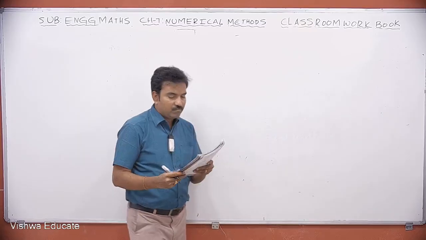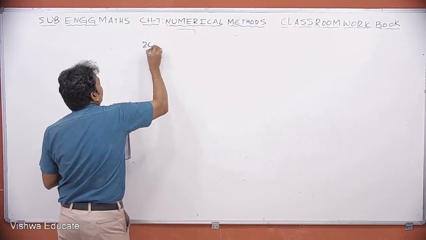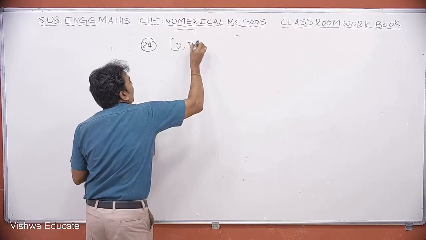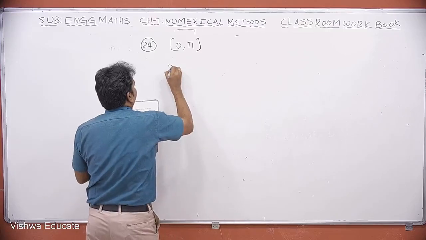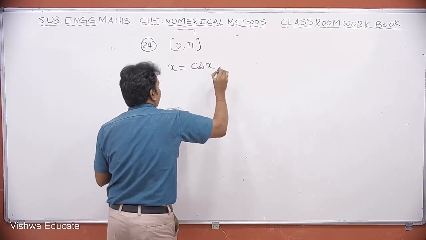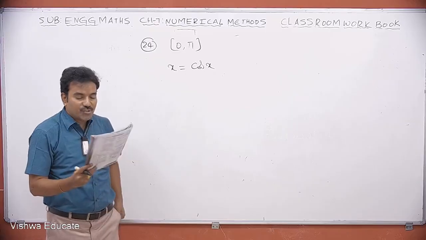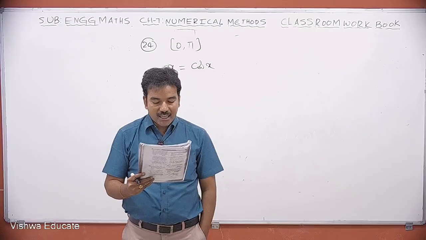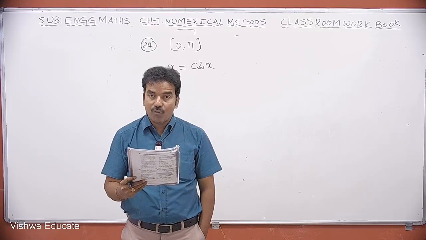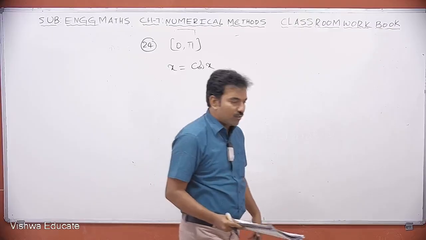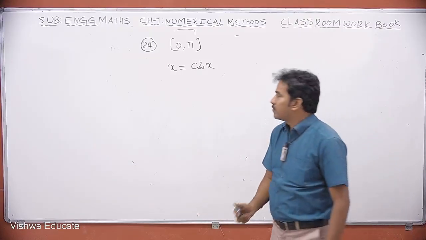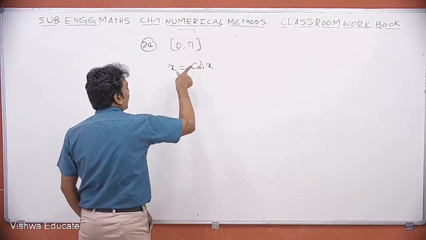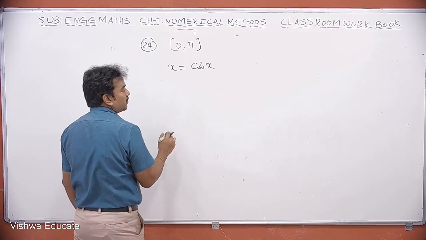Next question. Question number 24. In the closed interval 0, pi, the equation x equal to cos x has options like this: no solution, exactly one solution, exactly two solutions, and infinite number of solutions. Let us work out this. We should know how many solutions are possible for this equation in this interval.